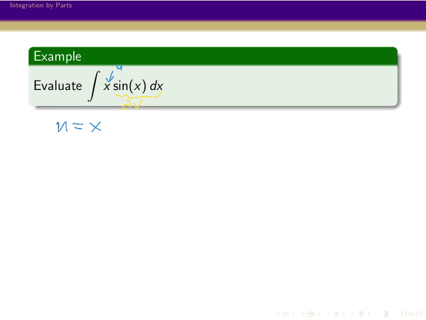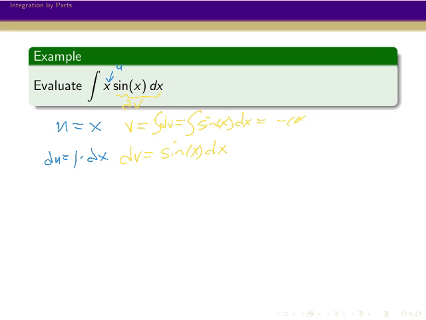So dv is going to be sine of x dx. Then to get du, well, this is just going to be the derivative of x. And so the derivative of x is 1, but I'm going to rewrite it as 1 times dx. On the other hand, to get v, well, v really is integrating dv, and so this would be the integral of sine of x dx, and that's an integral we know how to do.